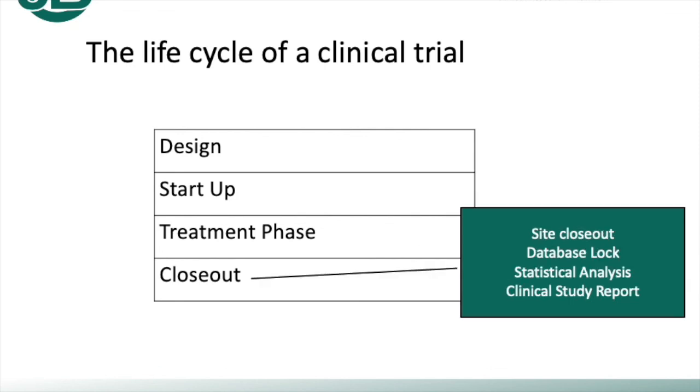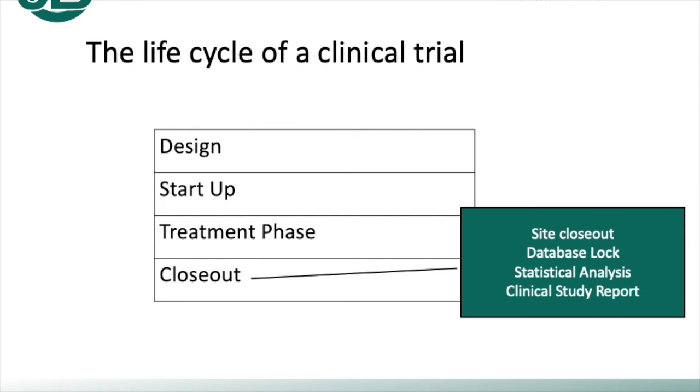So the closeout phase is where we close down the clinical trial at each of the sites, and then we do what we call a database lock. So the database where all the information from the patients has been entered into a central database, that database will be locked so that nobody can make any more changes to that information. The information in that database then goes to the statisticians and they do their statistical analysis. So they pool all of the information and they do various tests on it to find out what the results actually mean and what the information shows us.